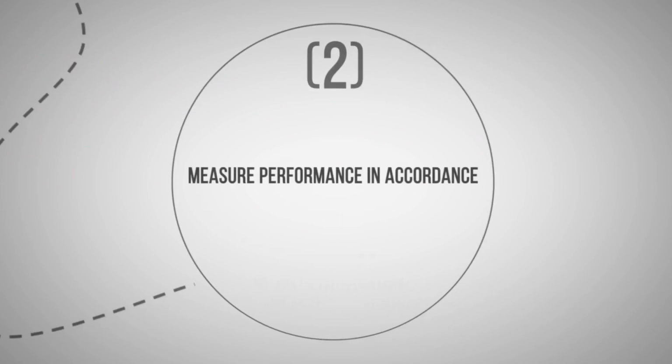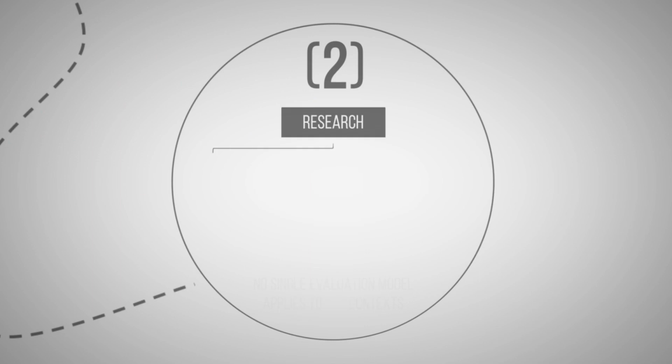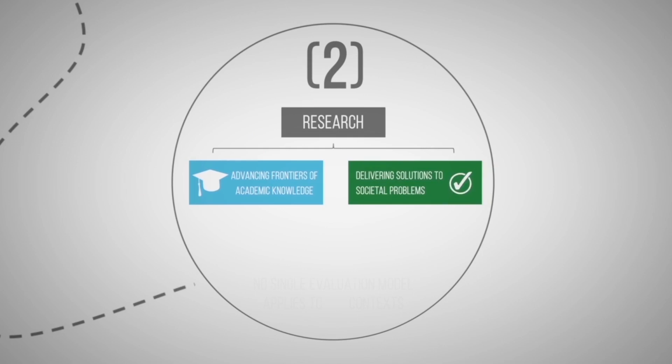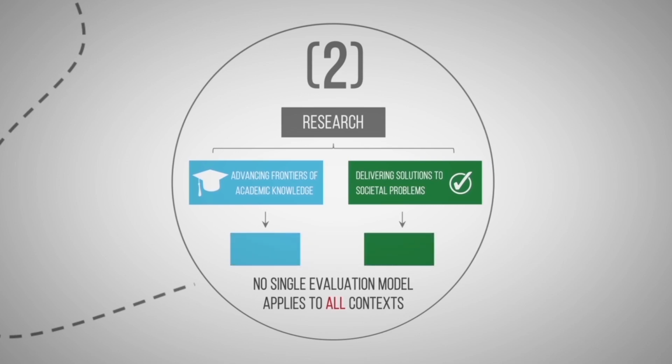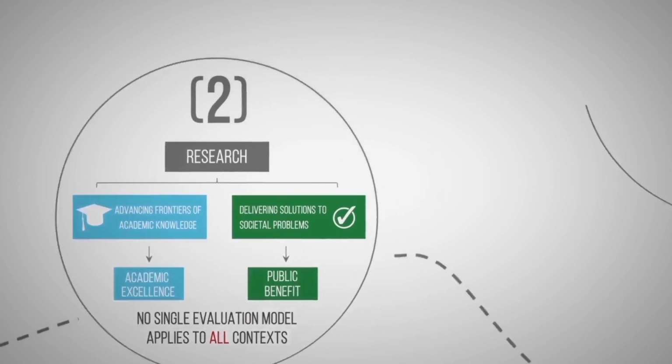2. Measure performance in accordance with the research missions of the institution. Research for advancing the frontiers of academic knowledge differs from research focused on delivering solutions to societal problems. No single evaluation model applies to all contexts. Instead, reviews should either be based on academic notions of excellence or the benefit to policy, industry, or the public.